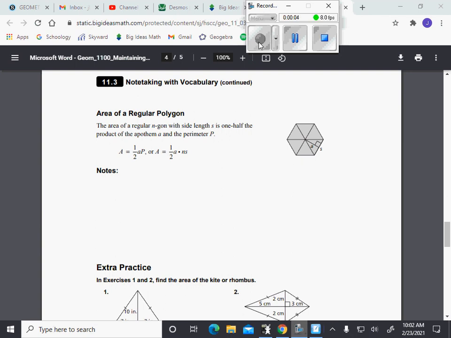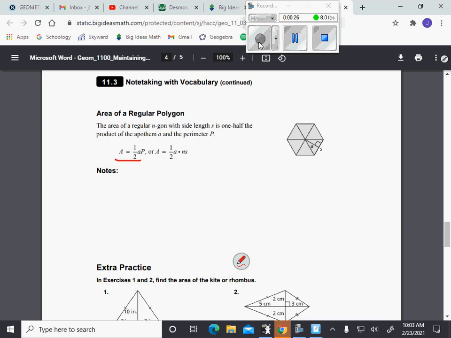Okay, this is 11.3. This is finding the area of regular polygons, or finding the area of polygons. Here is the formula we'll be using. A equals 1/2 times a times P.